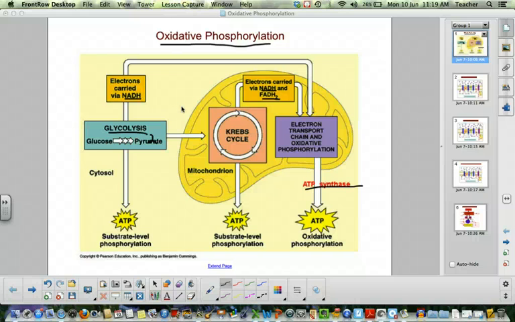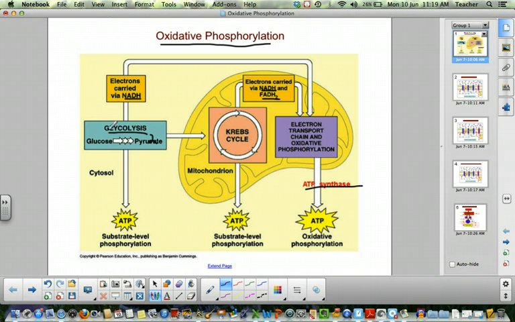Today's lesson is about oxidative phosphorylation, the most important generator of ATP in the entire process of cellular respiration. Before we talk about the electron transport chain and oxidative phosphorylation, which is the final step of aerobic cellular respiration, let's go back here and review a little bit about what happens before that process takes place.